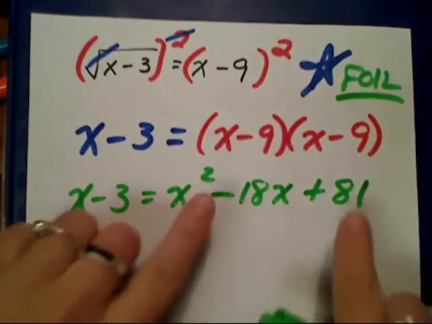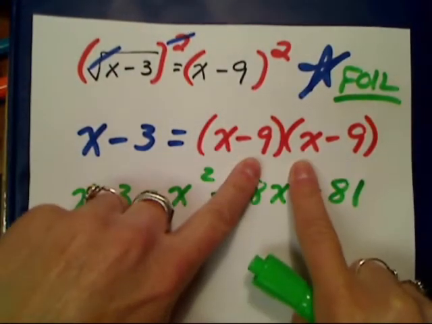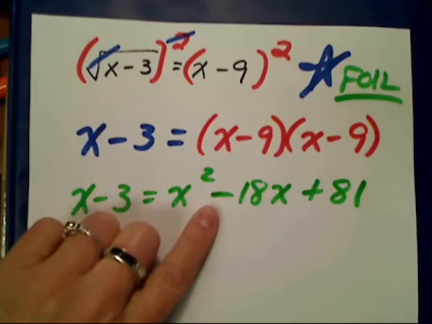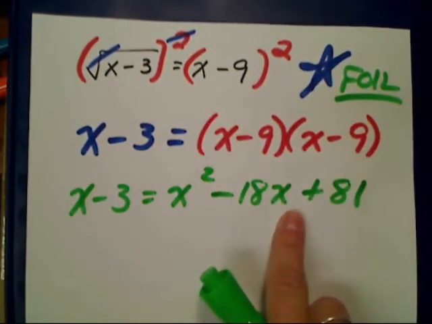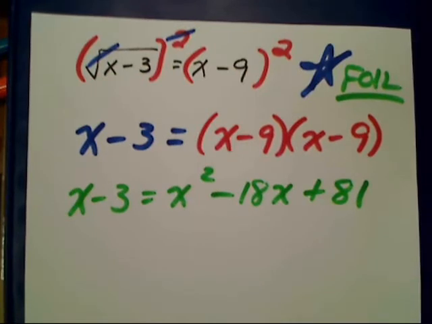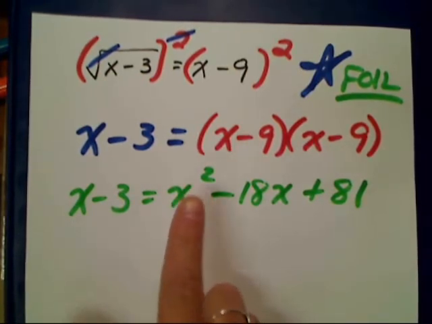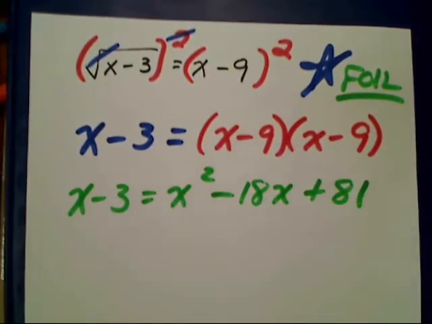Your outside was a negative 9x, your inside is a negative 9x. 9 and 9 makes a negative 18. Negative 9 times a negative 9 is a positive 81. So now we have an x squared. In order to solve this, we have to have the equation set equal to 0. You cannot use the zero product property if your equation is not equal to 0.